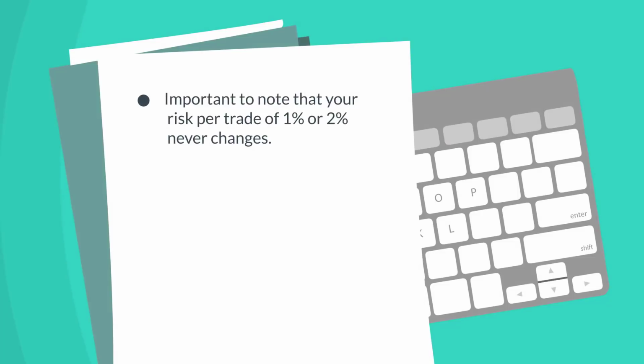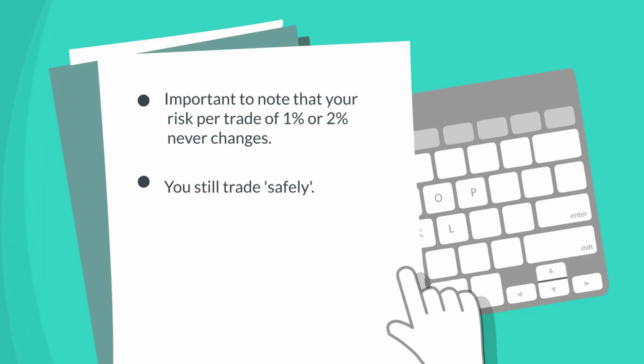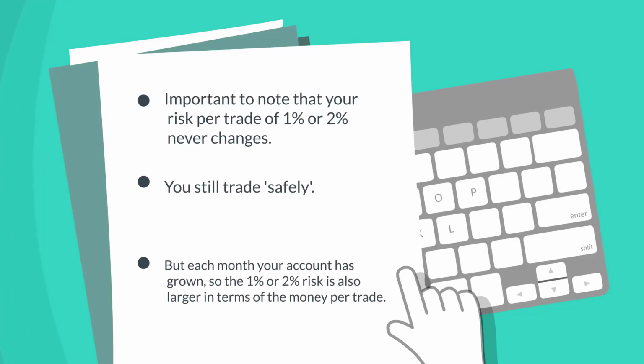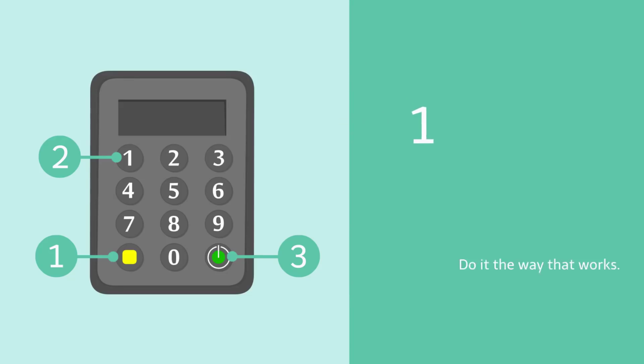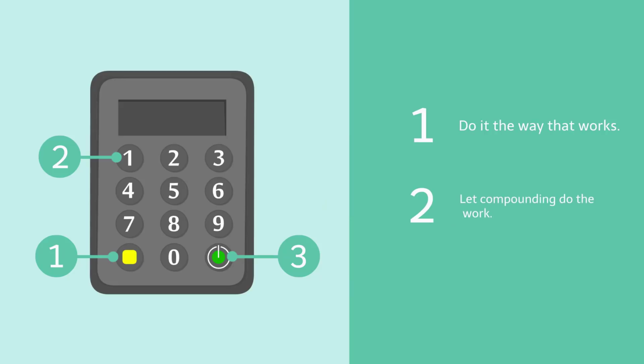It is important to note that your risk per trade of 1% or 2% never changes. You still trade safely. But each month your account has grown, so the 1% or 2% risk is also larger in terms of the money per trade. Do it the way that works, the way the professionals do it. Let compounding do the work. And you can also give it a helping hand.